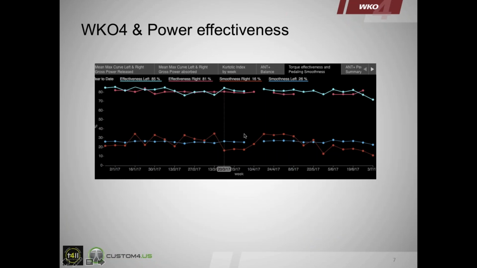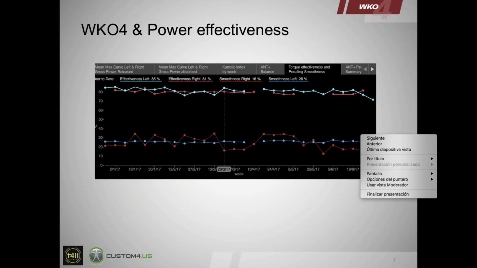These metrics in WKO4 you can see in that chart, pedaling effectiveness and pedaling smoothness, and we track over the season how the pedaling effectiveness, torque effectiveness, is changing. For example, you can see here that in both legs the power effectiveness is over 80%, and you can see again the smoothness in both legs. Normally, there is a relationship between them. For example, when pedaling effectiveness starts to decrease along the season, it's normal that at the same time the smoothness decreases, because both of them tend to have a relationship.